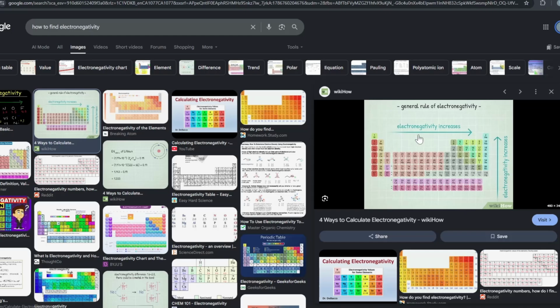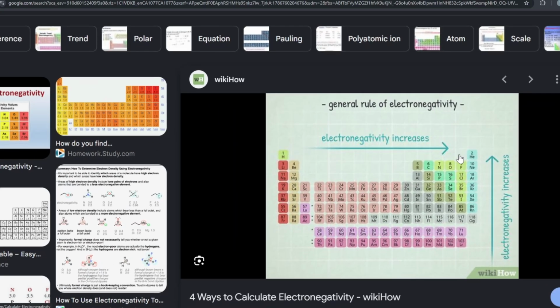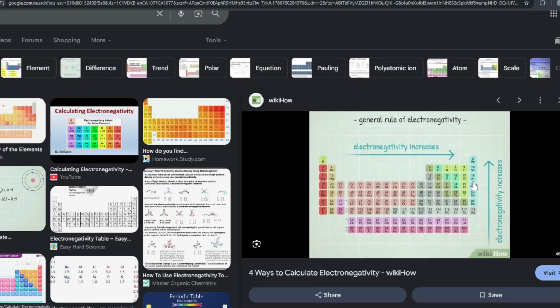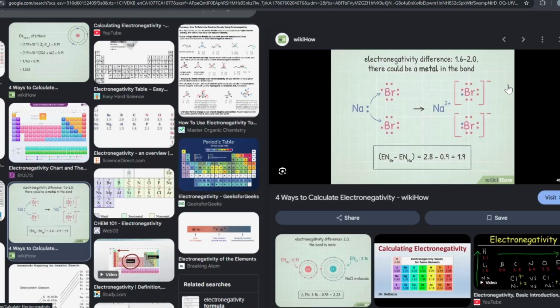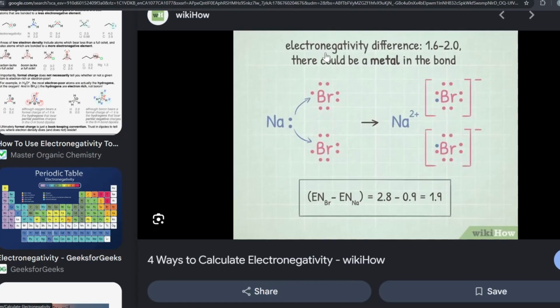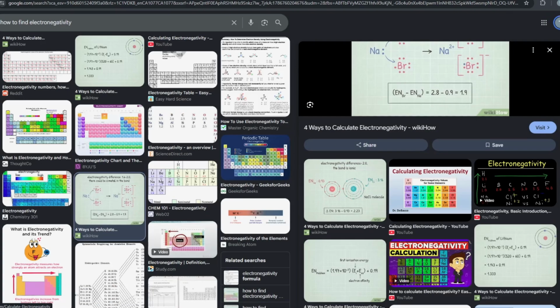Okay, so recall electronegativity can be found here, right? So this is just the general periodic trend rule, and it doesn't give you the exact given electronegativity. So I think pretty much the test provider should give you the given electronegativity. Let's look at this electronegativity difference calculation over here. So electronegativity difference is 1.6 minus 2. There could be a metal in the bond.